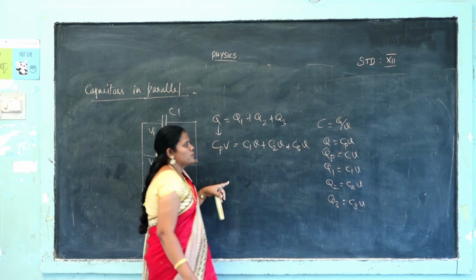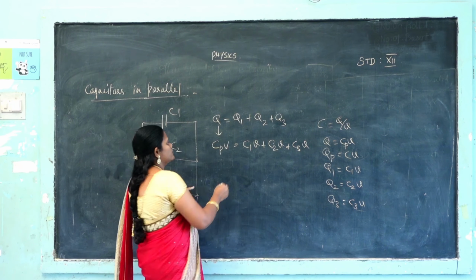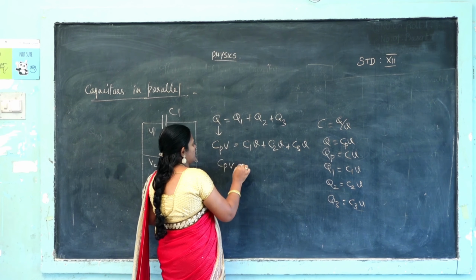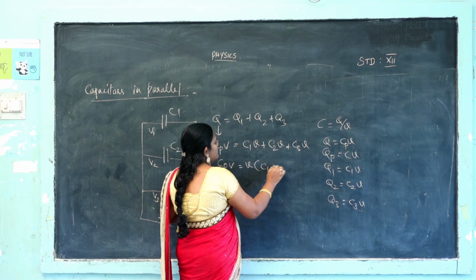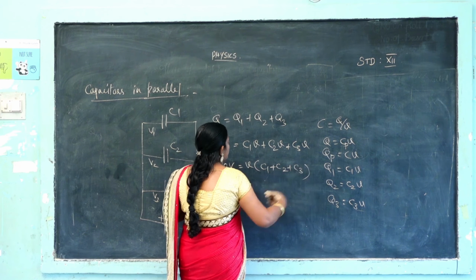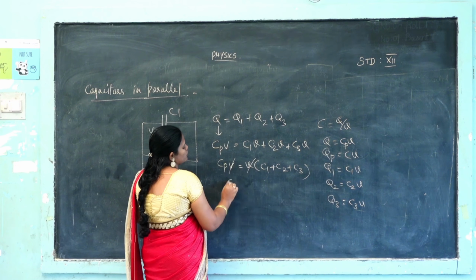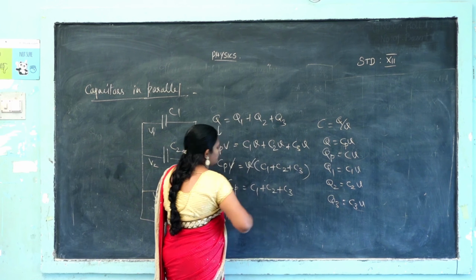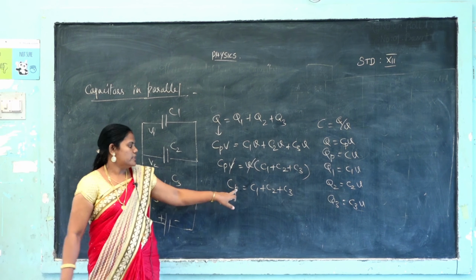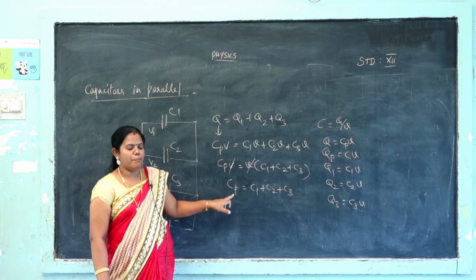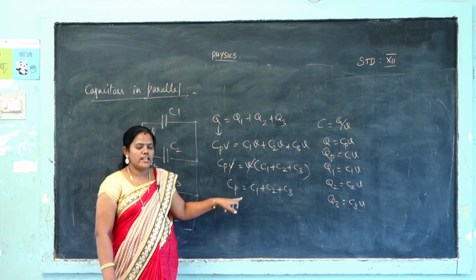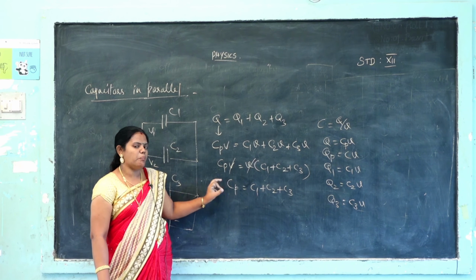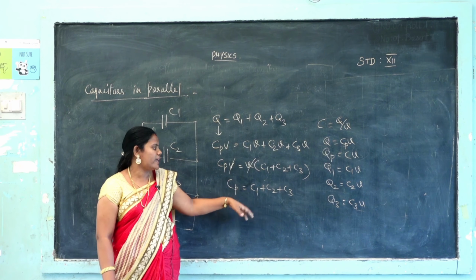Okay. So taking V as common, Cp V is equal to V into (C1 plus C2 plus C3). Okay. So V cancels. Cp is equal to C1 plus C2 plus C3. So what is the meaning when capacitors are connected in parallel? The effective capacitance will be equal to the sum of the capacitances of all capacitors.